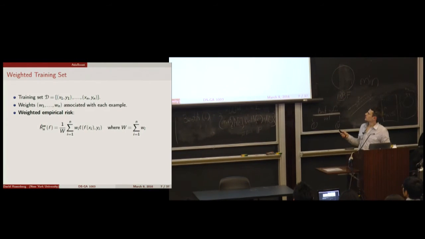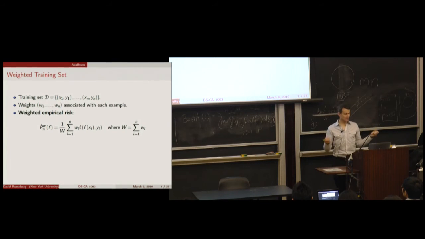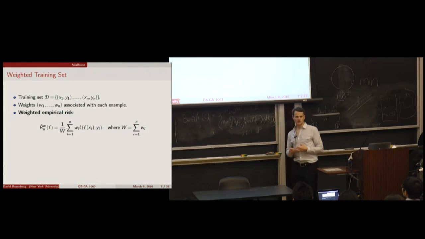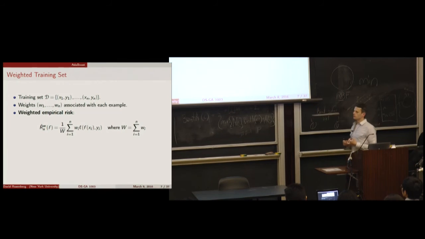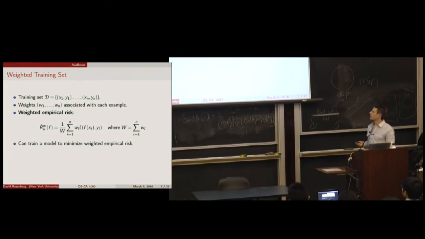So we have the weighted empirical risk. We have the loss on each example, but we weight it by Wi. We re-normalize by the sum of the weights. And what we need to have is a classification method that can handle weighted examples, that can minimize this empirical risk. And most methods we've discussed can do that. But if you can't, it's OK.